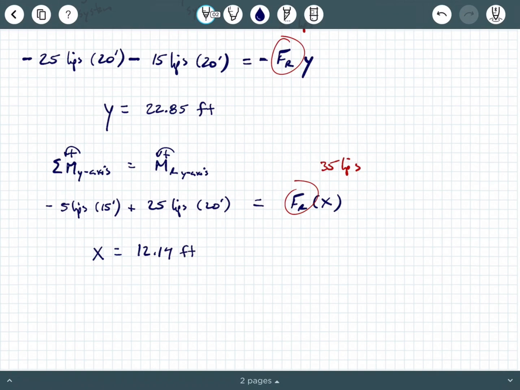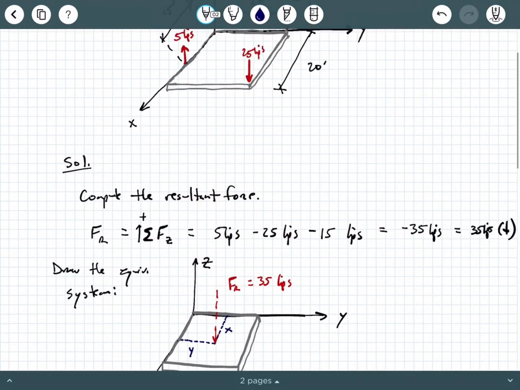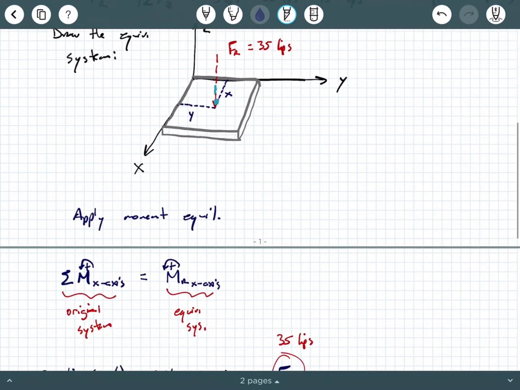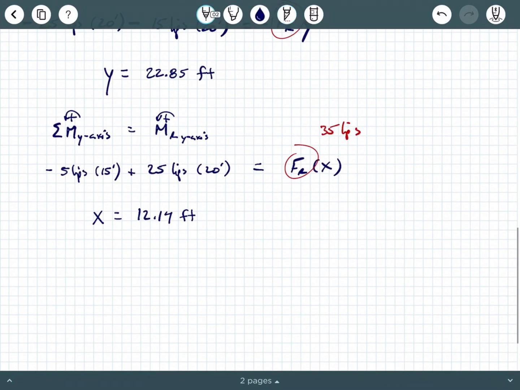Keep track of your units. X should be left with feet, so should Y. Let me double check my directions one more time, to make sure I'm not making any careless mistakes. 5 times 15 clockwise, 25 times 20 counterclockwise. Yep, that should be fine. And then 35 times x counterclockwise, so that's positive. Yep. So the coordinates of the resultant force are 12.14 feet, comma, 22.85 feet.